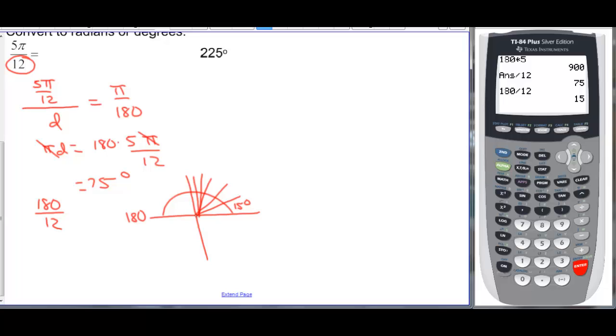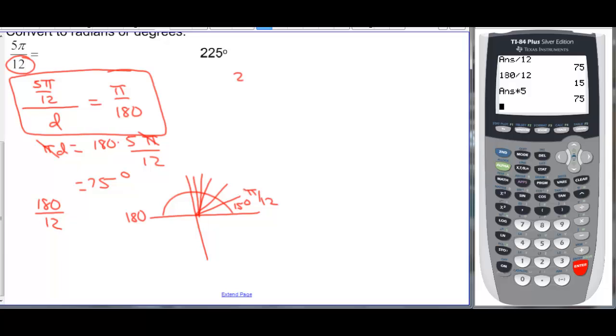We need 5 of those 15 degrees. Well, if you take that times 5, you get 75 degrees. So what you can get out of that is pi over 12 is the same as 15 degrees, because if you take 180 and divide it by 12, you get 15. I don't know if that made it more clear or less clear, but if you didn't understand what I just talked about, just make sure you do that, and you'll get the degree measurement.